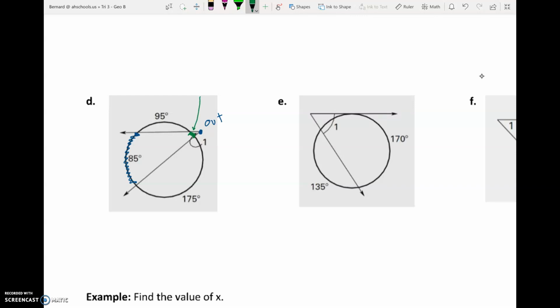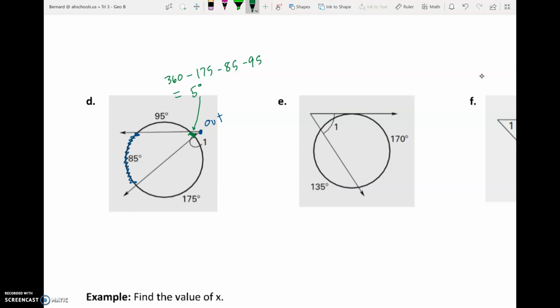And we know that our circle has to add up to 360, right? And so this little small arc will be 360 minus all the other parts of our circle. So minus 175, minus 85, minus 95. And when we do all of that, we get that this little arc literally only equals 5 degrees.